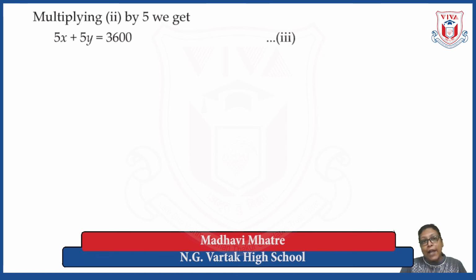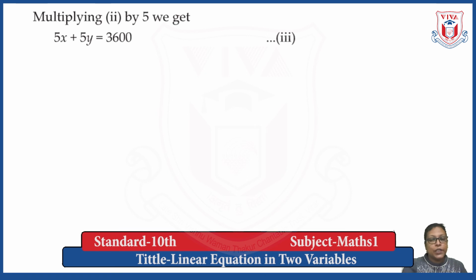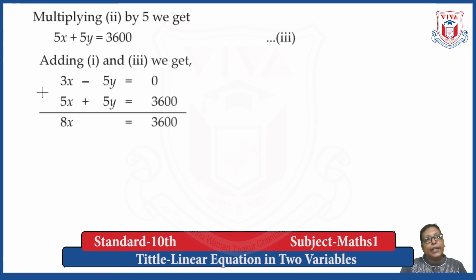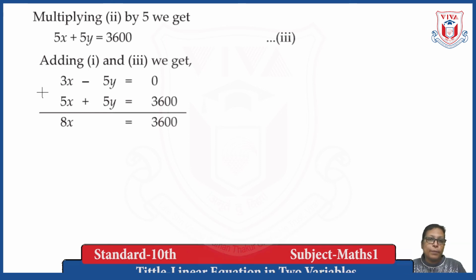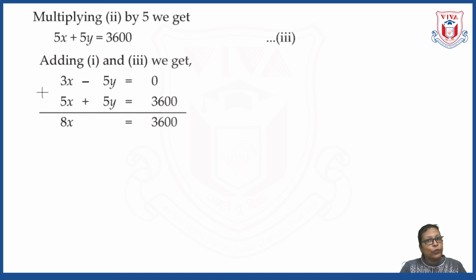So, when you add 1 and 3, y will be eliminated and you will get the value of x. So, let us add them. Adding equations 1 and 3, we get: write down equation 1 on the top, and just below that write down equation number 3. So, 3x minus 5y is equal to 0 plus 5x plus 5y is equal to 3600.